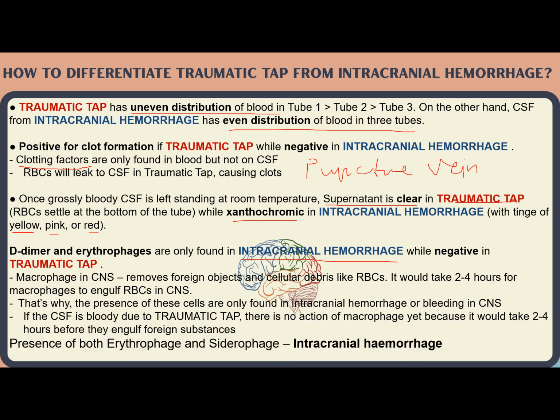Macrophage in CSF, class. So macrophage is a type of WBC. If you find macrophages in the CNS, they basically remove foreign objects and cellular debris like RBCs. It would take 2 to 4 hours for macrophages to engulf RBCs in the central nervous system. That's why the presence of these cells is only found in intracranial hemorrhage or bleeding in the CNS. So if you were able to find macrophages, class, it means that it's an intracranial hemorrhage.